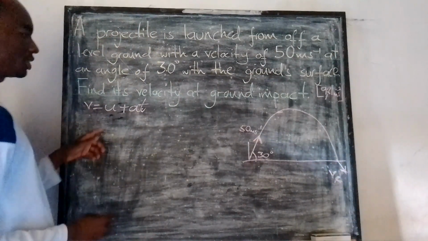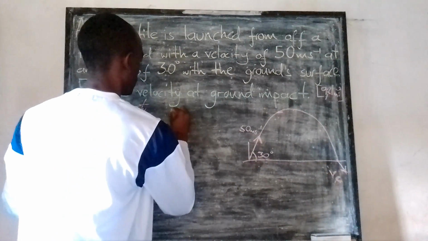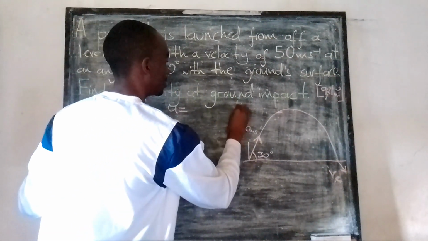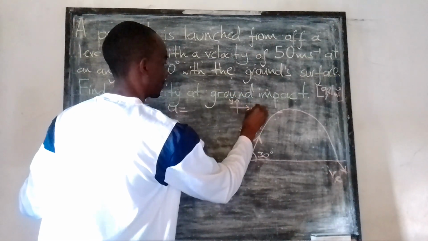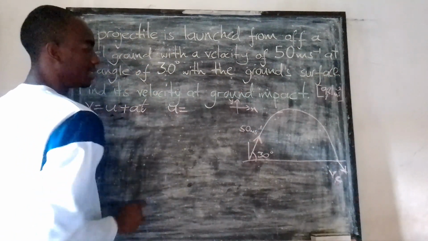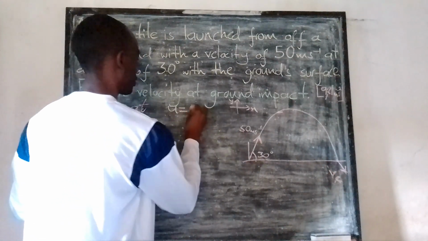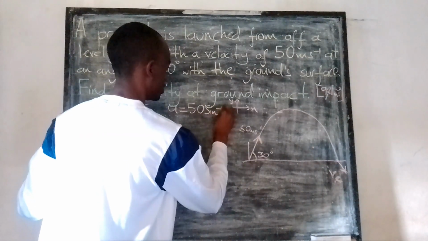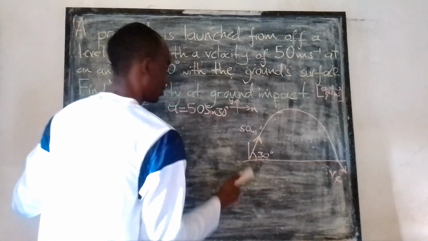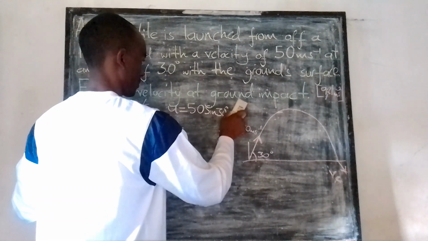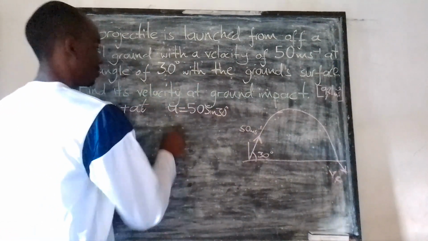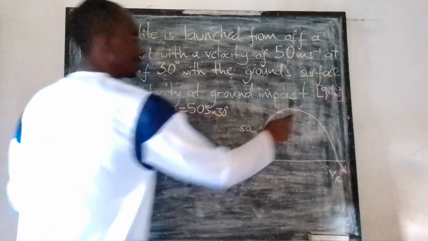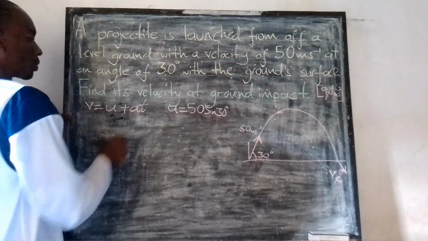Now, what is the initial velocity in this case? My coordinate system is oriented in this way. So in this case, my initial velocity is positive 50 sine 30 degrees. 50 sine 30 degrees is my initial velocity. And the acceleration due to gravity is 9.81. And the time, what is the time?